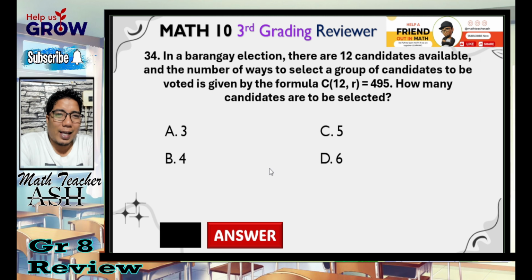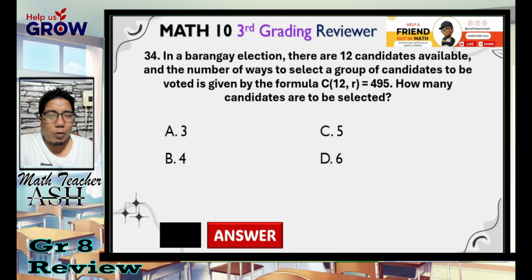In a barangay election, there are 12 candidates available and the number of ways to select a group of candidates to be voted is given by the formula: the combination of 12 objects taken r at a time is equal to 495. Question is, how many candidates are to be selected? Is it A, 3, B, 4, C, 5, or D, 6? I'll give you 5 seconds to think about your answer.